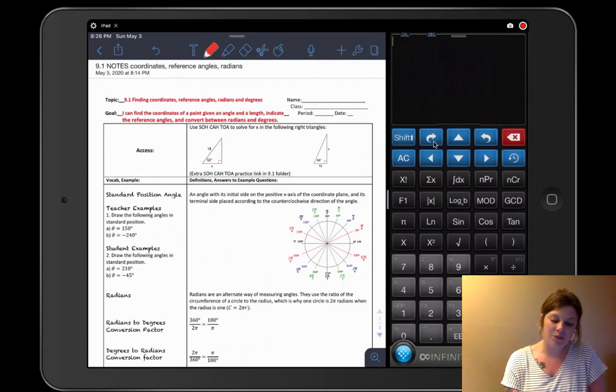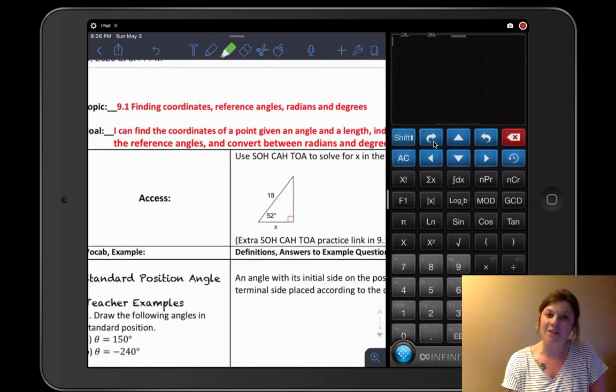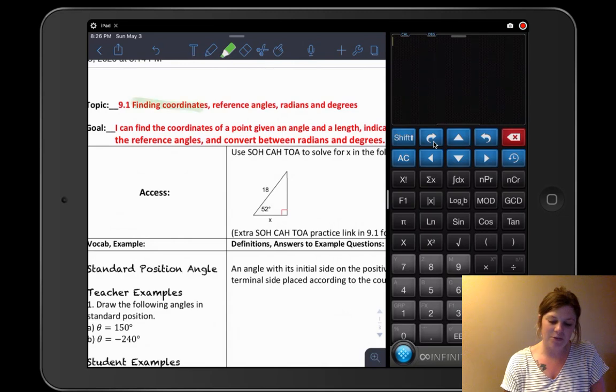There's a few different things we're going to look at. So let's go over the topic and the goal. We have finding coordinates. Now, I know that seems silly, like an X and a Y makes a point, but coordinates are related to triangles, to right triangles. So that's what we're going to be looking at for coordinates this lesson. Reference angles are a special type of angle that help us learn about something called the unit circle. Next week, we're going to be talking about the unit circle.